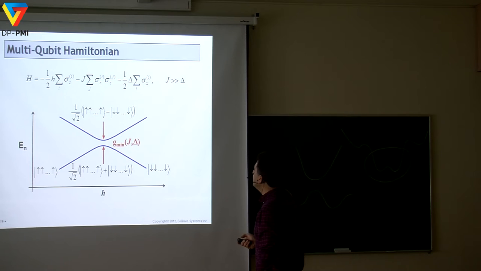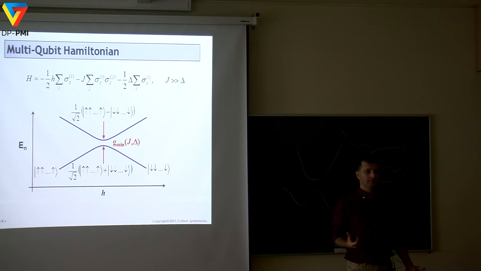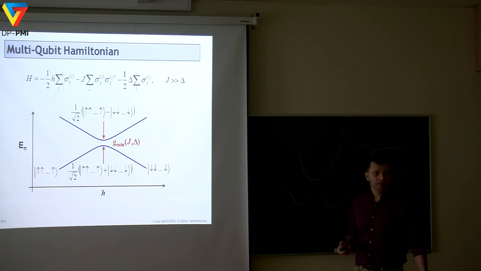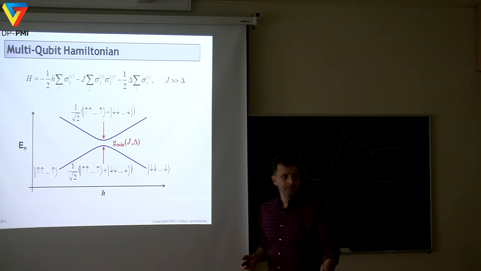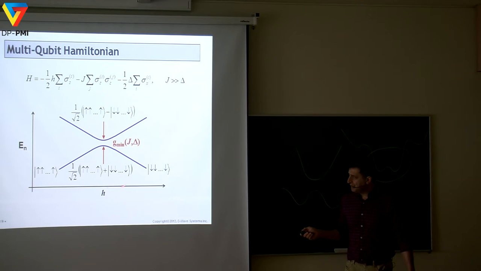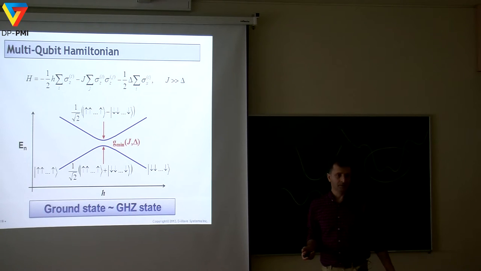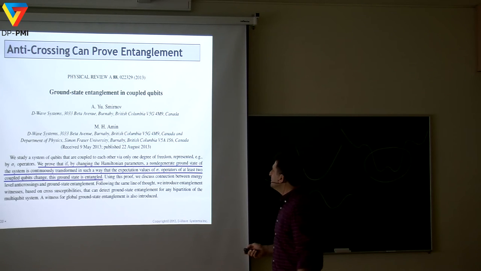Now, if I introduce tunneling, then this crossing becomes an anti-crossing. And you know that at the center of this anti-crossing, the wave function will be a superposition, or some people call it bonding and anti-bonding states, superpositions of this all up and all down. And this superposition, we know it's entangled. It's actually called a GHZ state, a maximally entangled state.